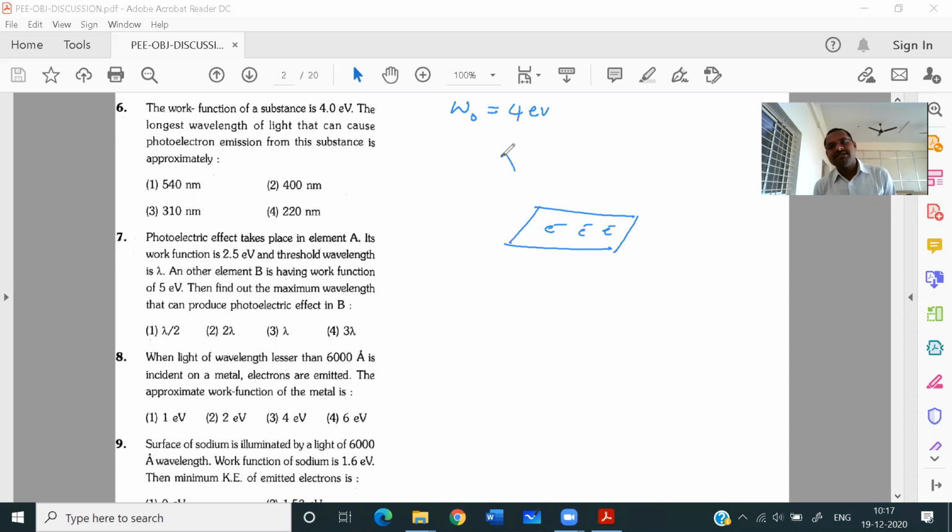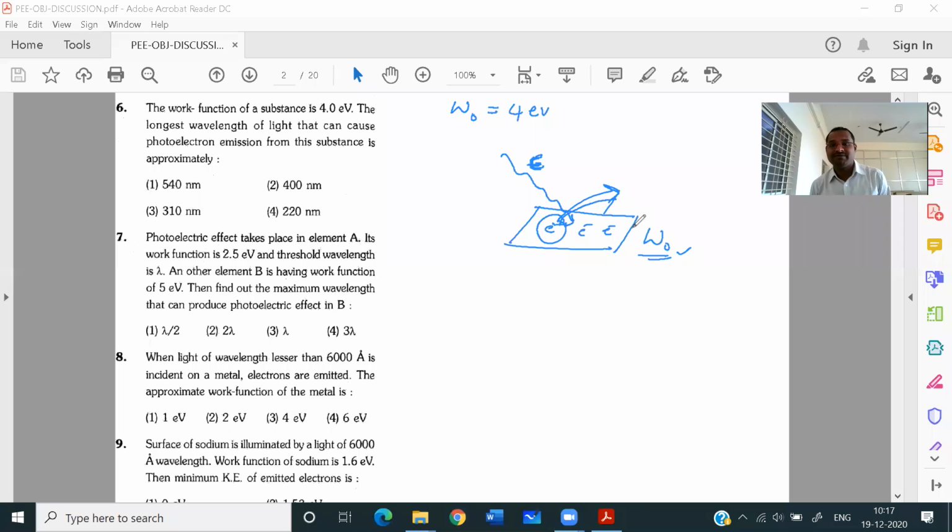Now let us imagine light falls on this, having some particular energy. For these electrons to be ejected out, some minimum amount of energy is required to fall on this surface. That minimum amount of energy is called the work function, or we can say the amount of work done to remove an electron from the metal surface is called the work function.